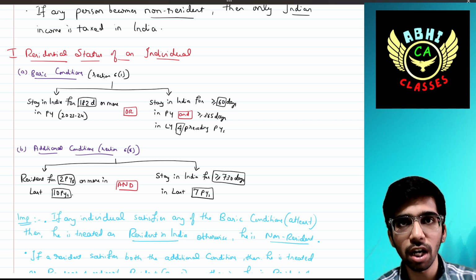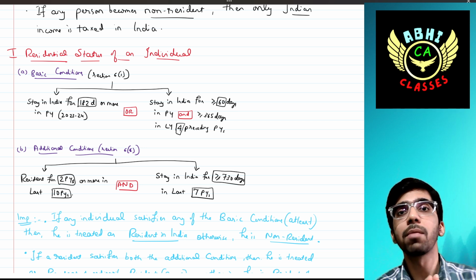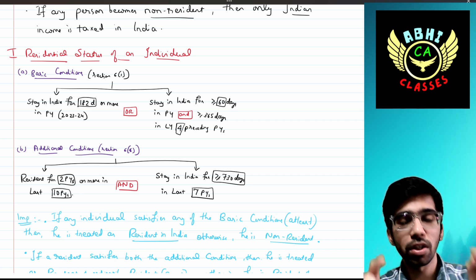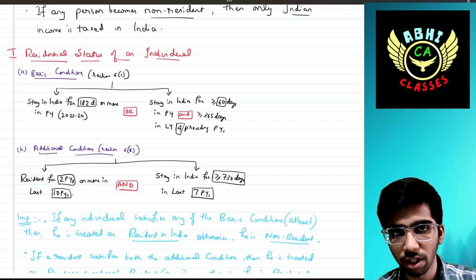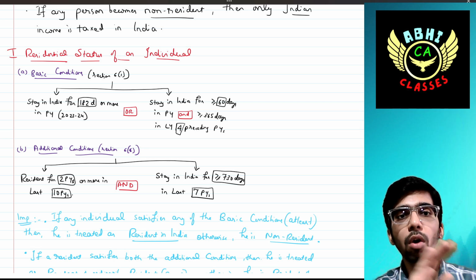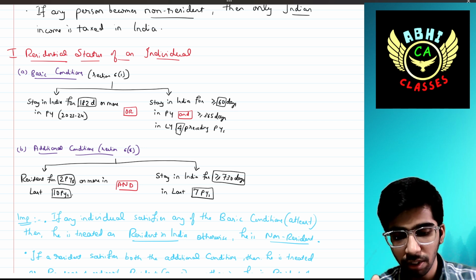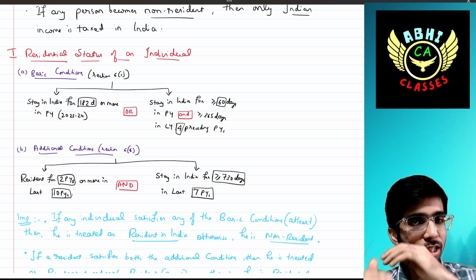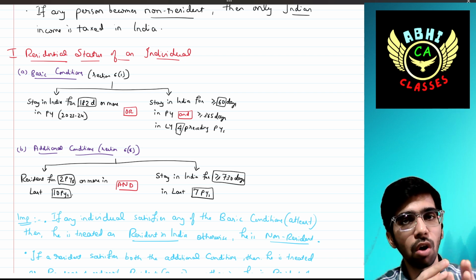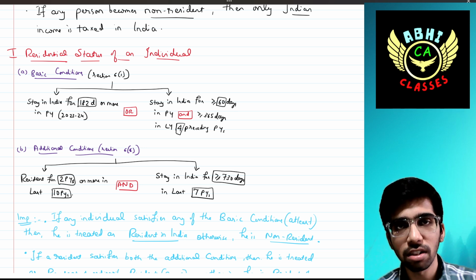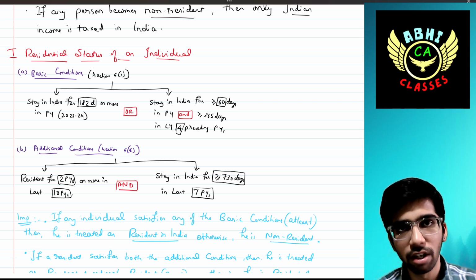It has been specified under section 6, subsection 1 of the Income Tax Act 1961. It says that if he satisfies any of the two conditions, then he is treated as resident. What are those conditions? Number one, he should stay in India for 182 days or more in the previous year, that is this previous year, 23-24. If any person is staying for 182 days or more, then he will be treated as resident in India.